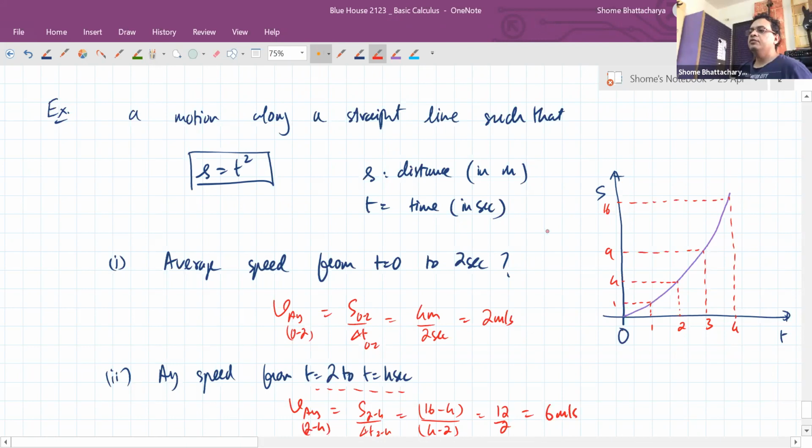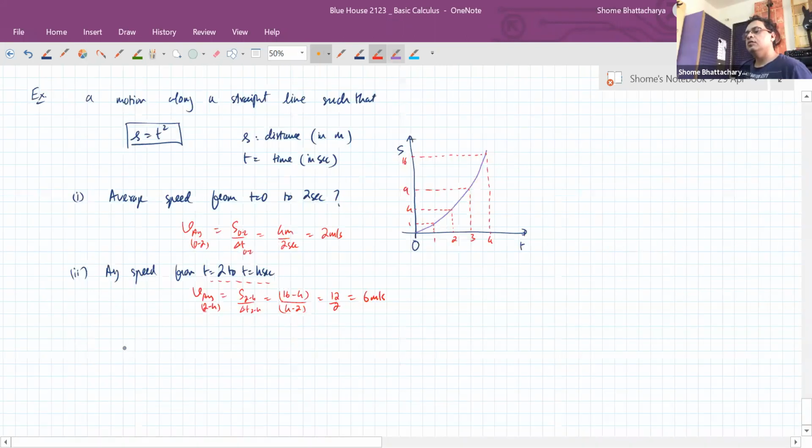Okay, but now if I ask you, we want to find instantaneous speed at t equal to 2 seconds. What we want to do now is draw the tangent line at t equal to 2 seconds and calculate its slope. Okay, so how will we do that?